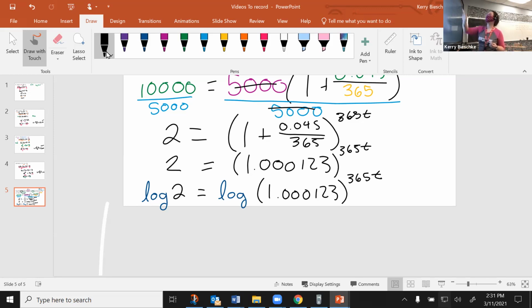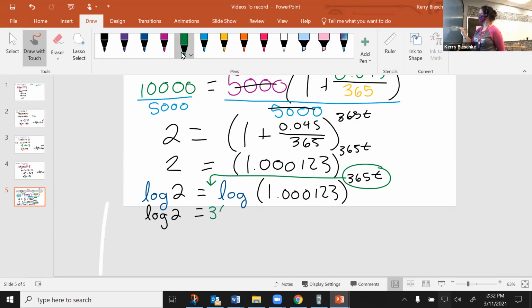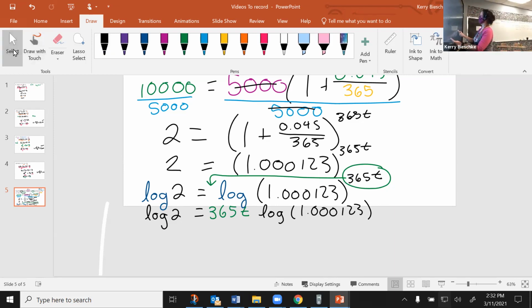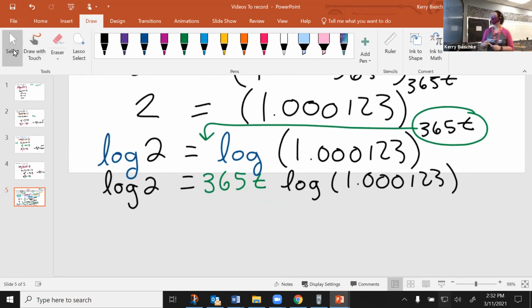Now that I have a log here, we can use our log properties to bring our exponent down and have it be a multiplier in front. So when we do that, we have log of 2 equals 365t times log of 1.000123. So we have this kind of hot mess of a situation here. Whoop, zoom it in so we can see it. All right.